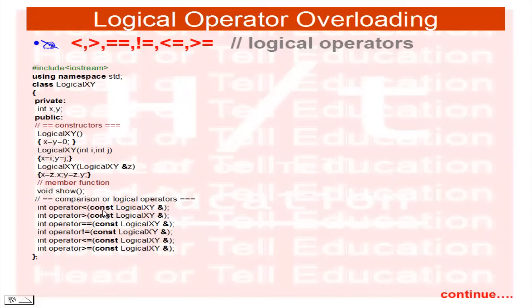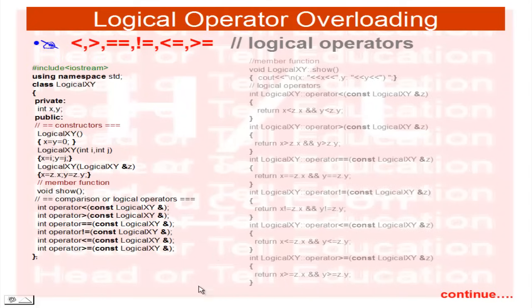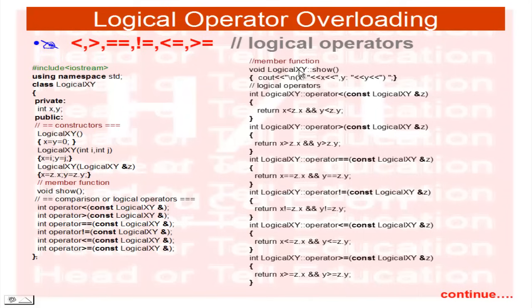Now these are the function signatures I have mentioned in the class: less than, greater than, equal to, not equal to, less than equal to, and greater than equal to. These are all functions, and the body is outside of the class. Here is the show function, the simple function we already know, to show our logical class output values x and y.